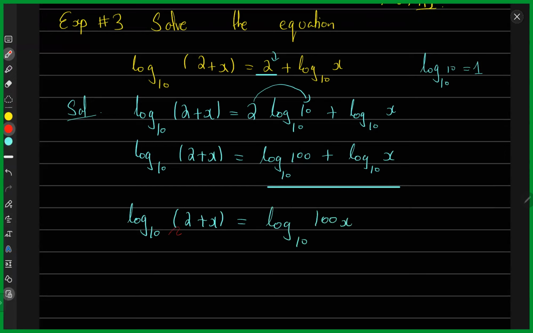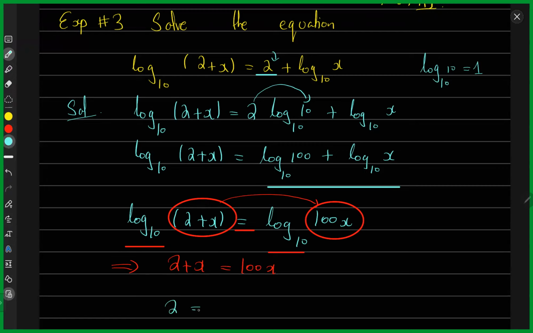Now what's the thing? We have an equality sign and the base is the same. We have log on both sides. What does this imply? This would imply that this and this, they are equal. So this implies 2 plus x is equal to 100x. And now I'm just supposed to simplify it. So this would give me 2 equals 99x, and this would give you x equals 2 by 99. So this is going to be the answer, and this is certainly correct.